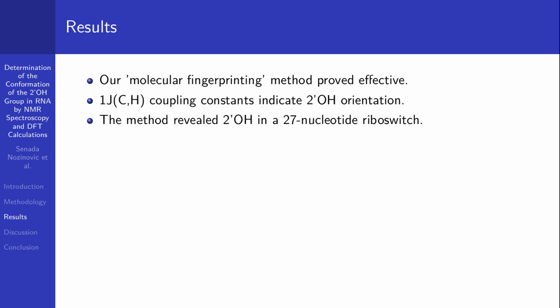This was a breakthrough because it allowed us to see this crucial part of RNA in complex structures, like a 27-nucleotide riboswitch, where previous methods had completely failed. It's like finally finding the hidden key that unlocks a secret chamber in a complex castle.